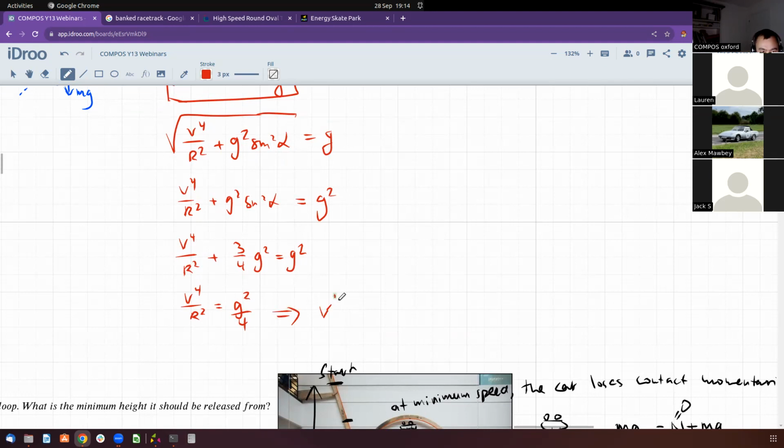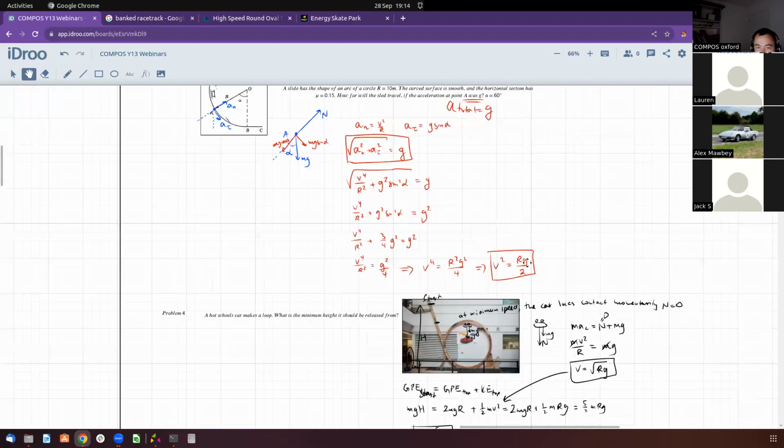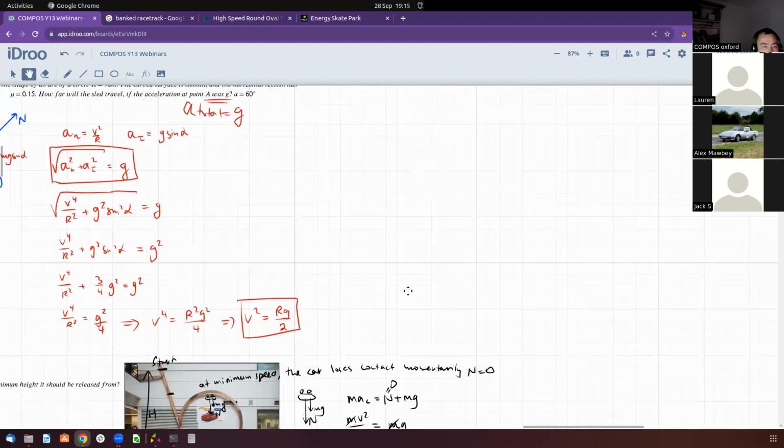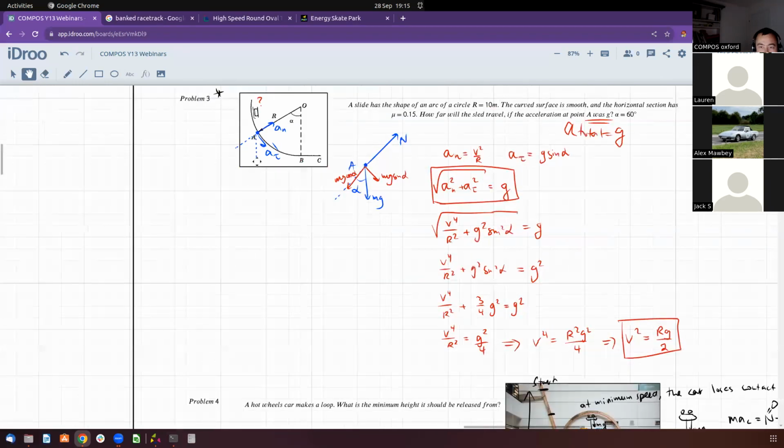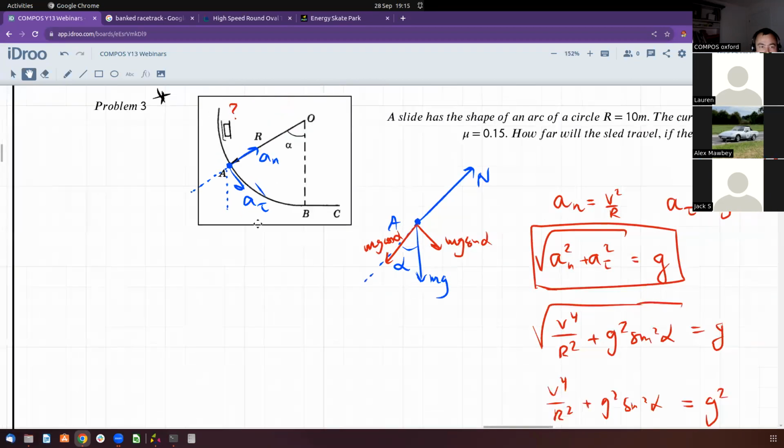The speed to the power 4 is equal to r squared g squared over 4. And that means that v squared is equal to rg over 2. Interesting. Because we're going to use conservation of energy next, we don't need rg. So at point A, the velocity squared is rg over 2.